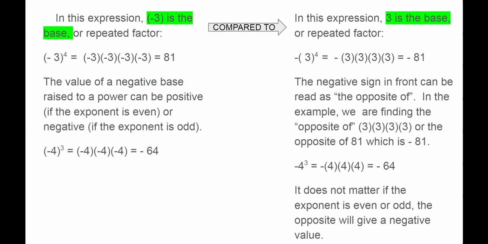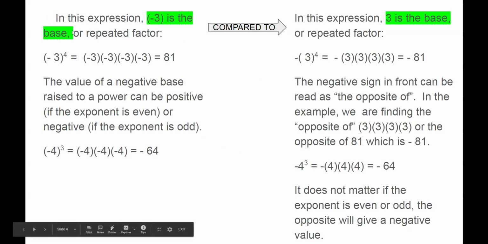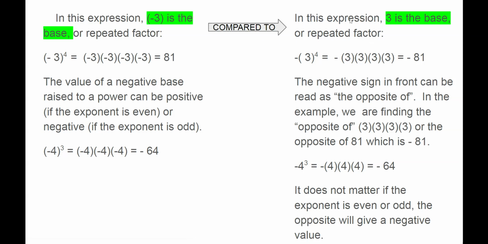It is important to know the difference between a negative base and an expression that means the opposite of. Look carefully where the negative sign is located. If it is included inside the parentheses, it is part of the base. We multiply a negative number times itself, the number of times the exponent tells us to repeat it. The result can have a positive product if the exponent is even, or a negative product if the exponent is odd.